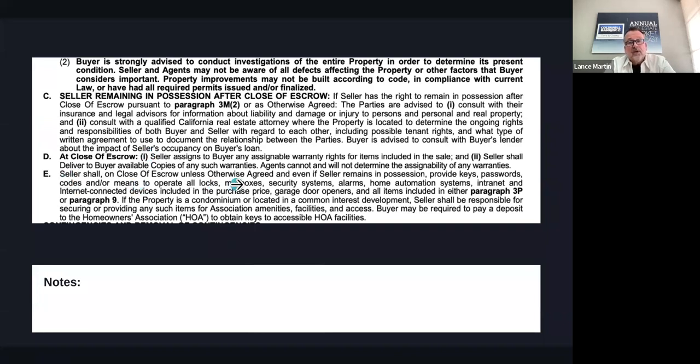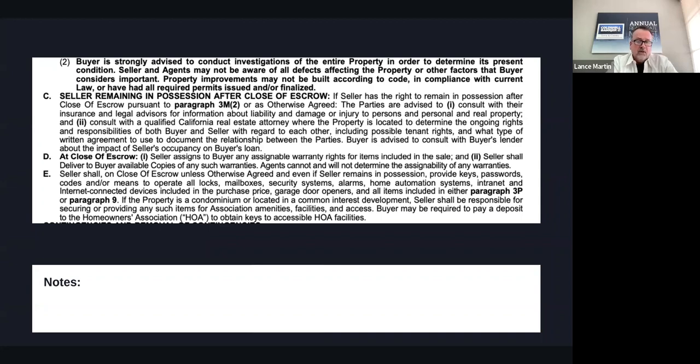Seller shall, on close of escrow unless otherwise agreed, even if the seller remains in possession, even if the buyer said, hey, you can stay for 2 weeks, even under those circumstances, the seller is supposed to give keys, passwords, all of that stuff to the buyer on day 1. Sometimes that doesn't happen. Sometimes it's a fight. The seller says, well, I'm not giving you keys, I got 2 more weeks. Okay, well, that's not what the contract says. Now, the reality is this is something that gets overlooked. Nobody seems to give a rip. And the seller generally will turn over all that stuff when they move out of the property.